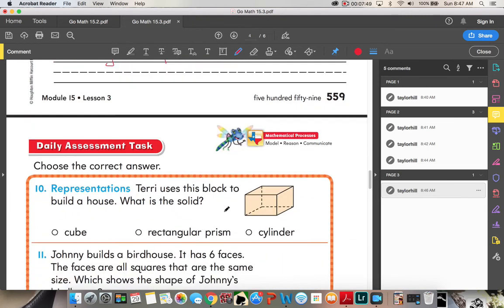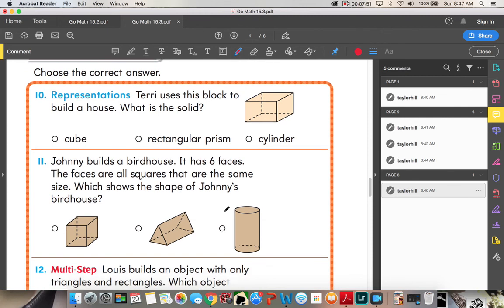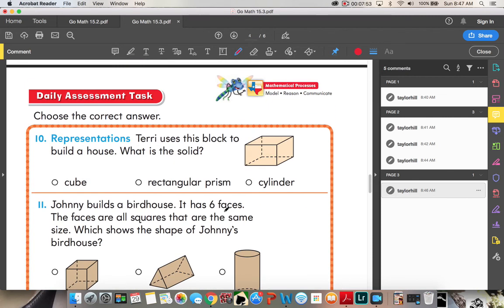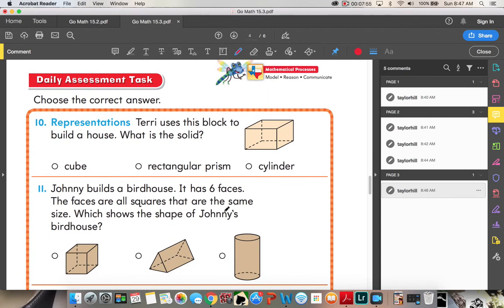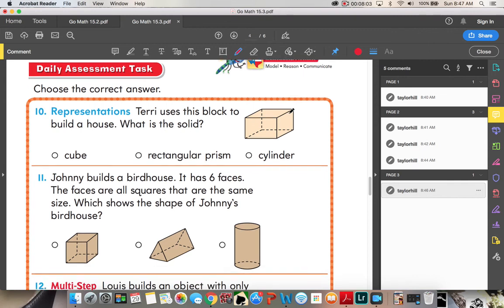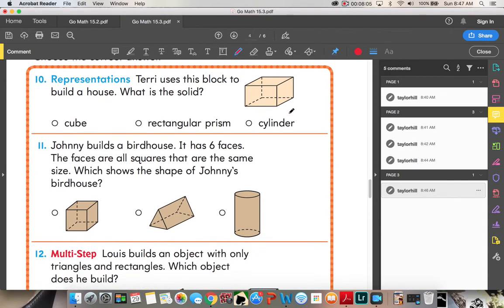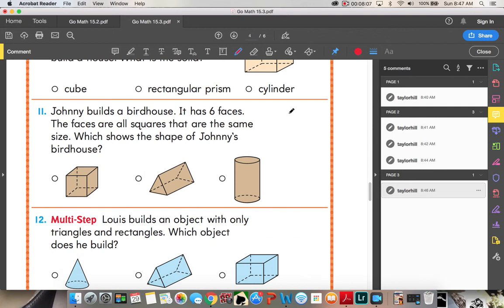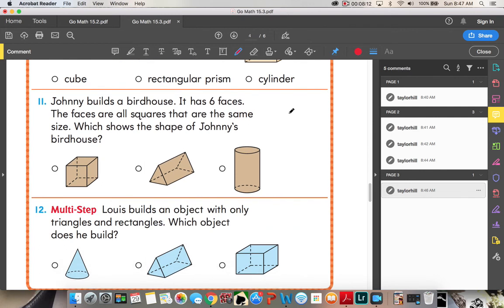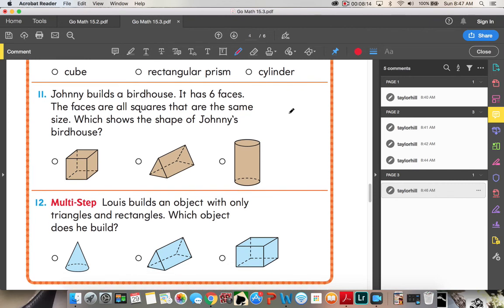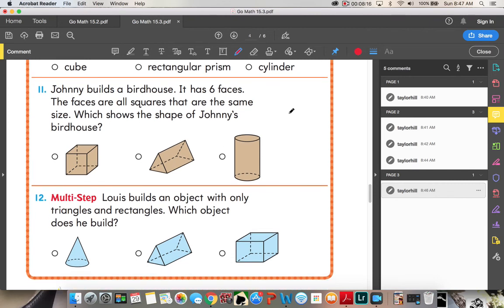All right. For the daily assessment task, I want you guys to choose the correct answer. Number 10, Terry uses this block to build a house. What is the solid? Okay, so looking at the shape, looking at the faces, looking at the edges and the vertices, what shape is that? Is that a cube, a rectangular prism, or a cylinder? Number 11, Johnny builds a birdhouse. It has 6 faces. The faces are all squares that are the same size. Which shows the shape of Johnny's birdhouse? Okay, so which one has 6 faces that are all the same size and all the same shape?